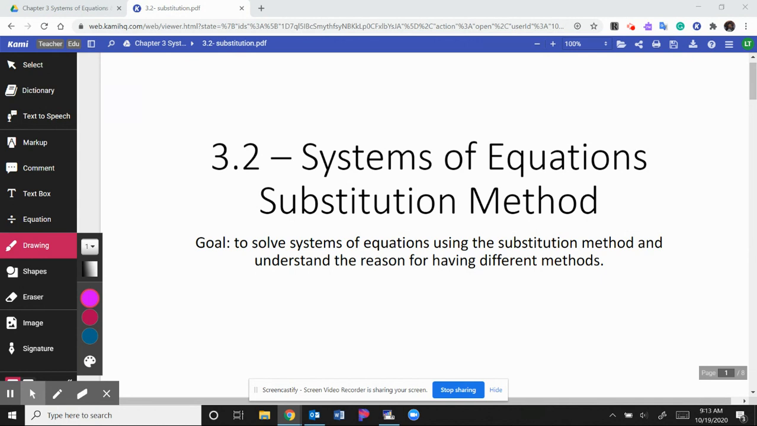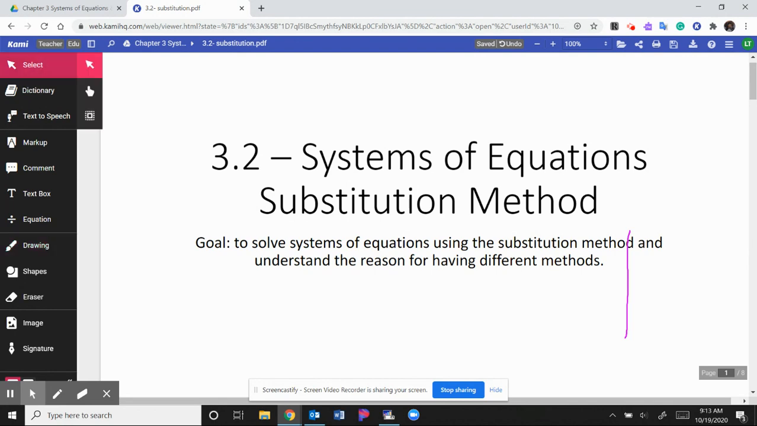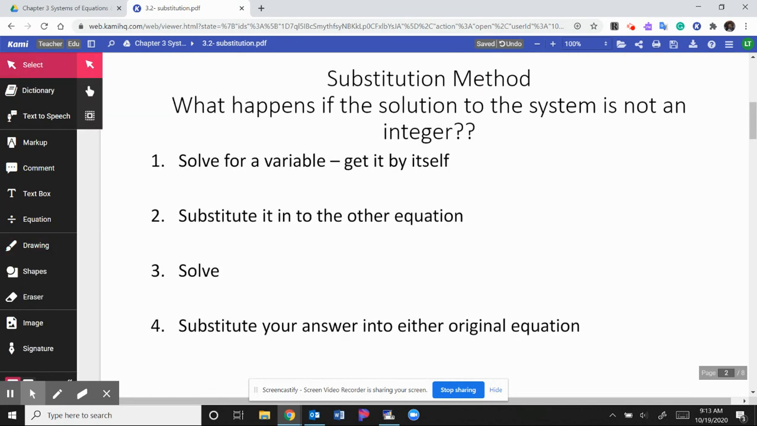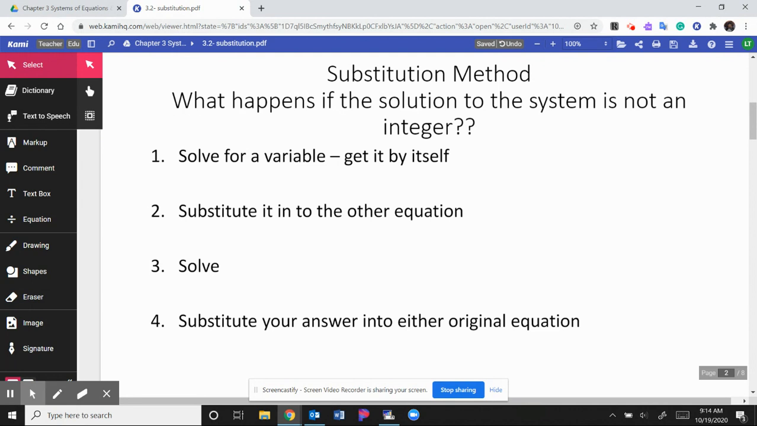And in the graphing method, what happens if those two lines cross and you can't actually tell the exact location that they cross? So this is why we have a different method called substitution. So get a piece of paper out if you don't have one already, label your notes systems of equations, substitution method. Going through here and working on the first problem here.